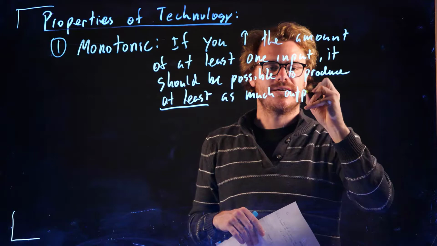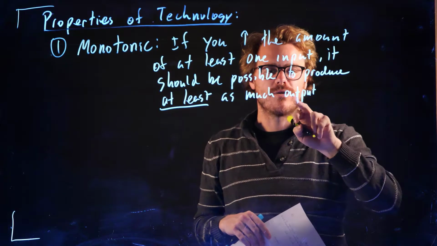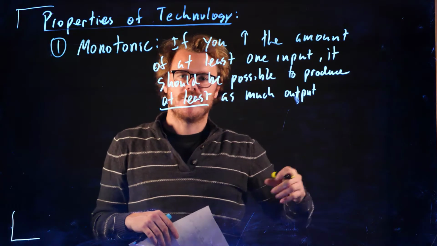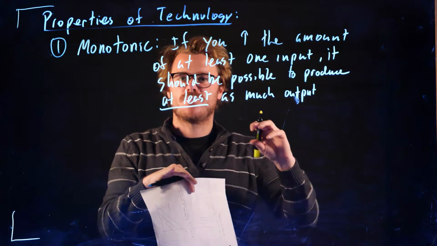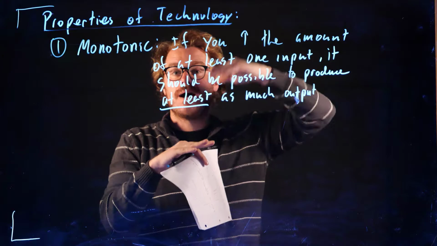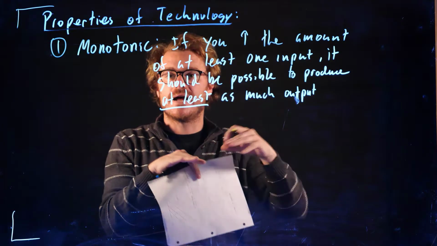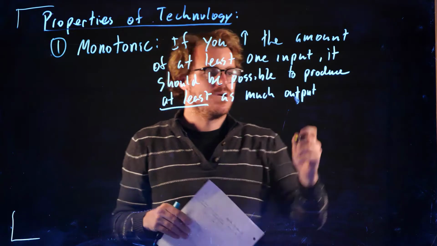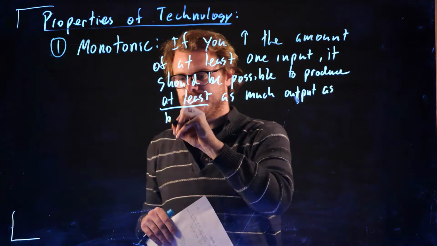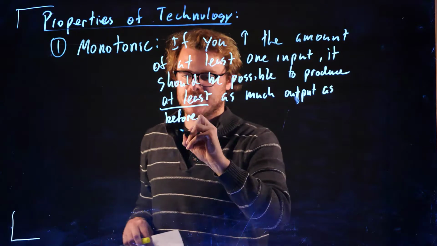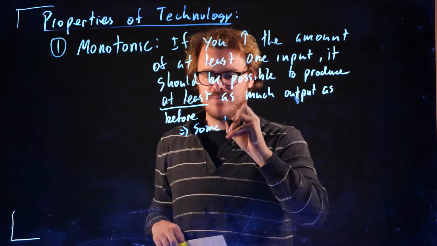So usually more, right? If we have more inputs, we get more output. But if we kept all the inputs fixed and increased one of these inputs by a bit more, we should be at least able to produce what we did before, and maybe even more. This is often, or sometimes, called free disposal.